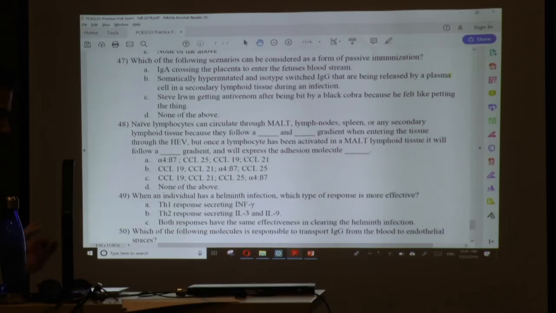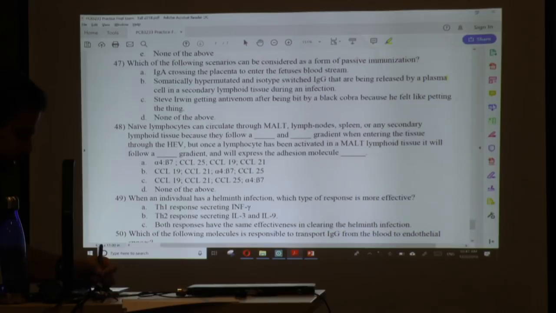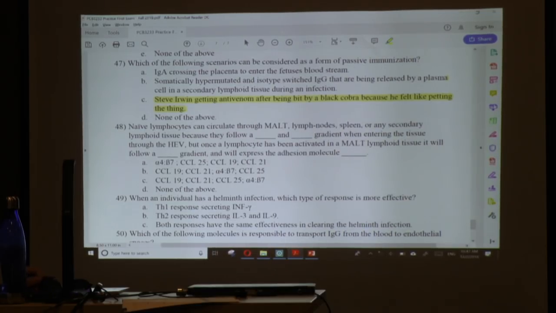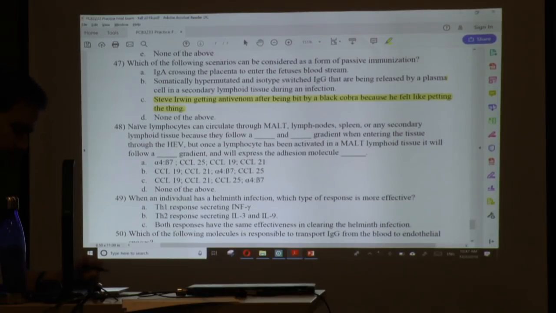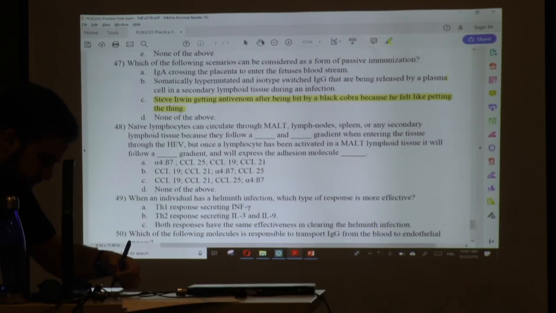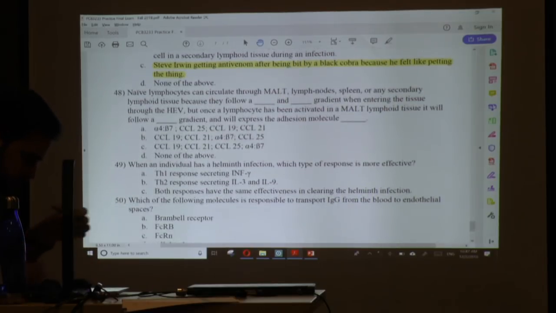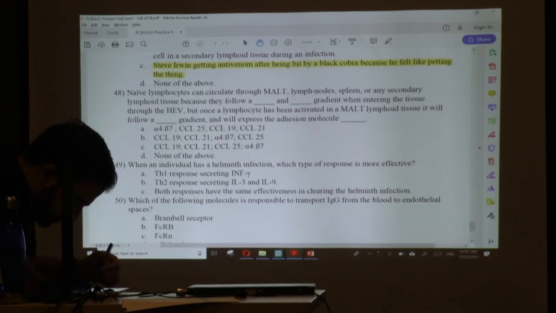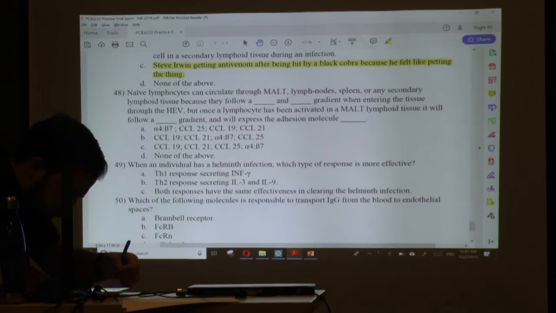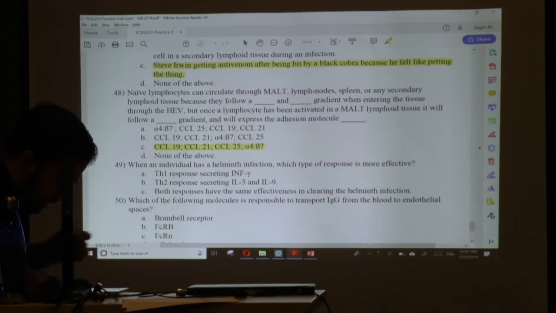C, Steve Irwin getting antivenom after being bit by a black cobra because he felt like petting the thing, right? That's a form of passive immunity. Another form of passive immunity is IgG crossing the placenta to the baby, or IgA being given to the baby through breast milk. Yes? Cool. So the correct one here is C, so I can just read it out loud.